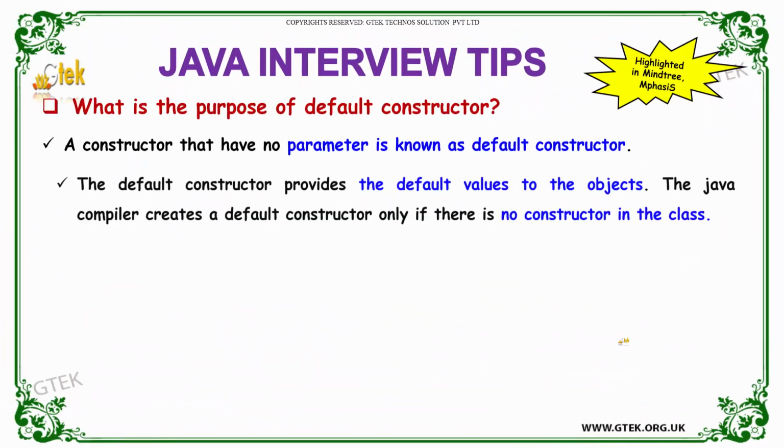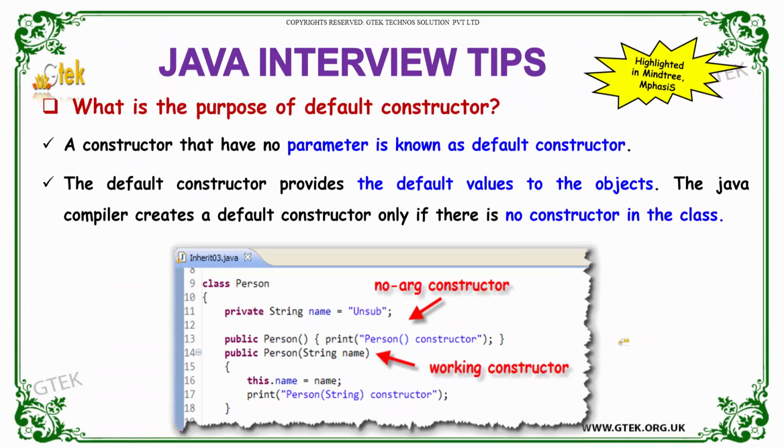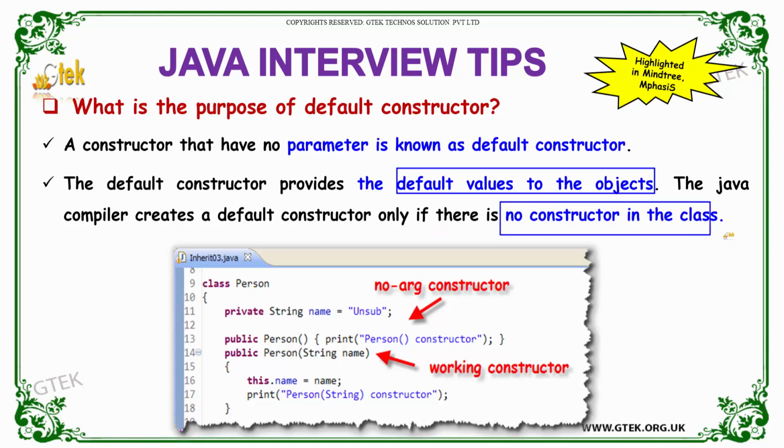Let us see our next question. What is the purpose of default constructor? A constructor that does not have the parameter is known as default constructor. So you don't have any parameter for the default constructor. Default constructor provides default values to the objects. The Java compiler creates a default constructor only if there is no constructor in the class.